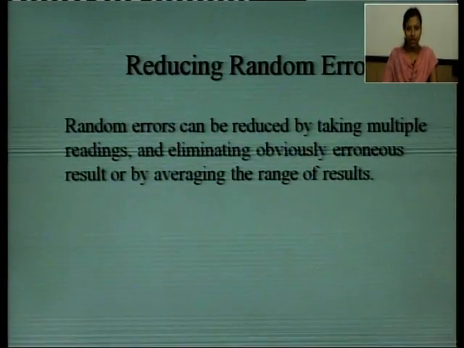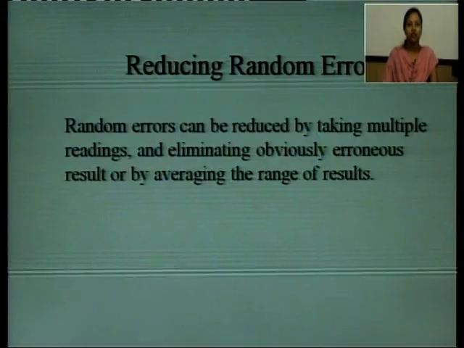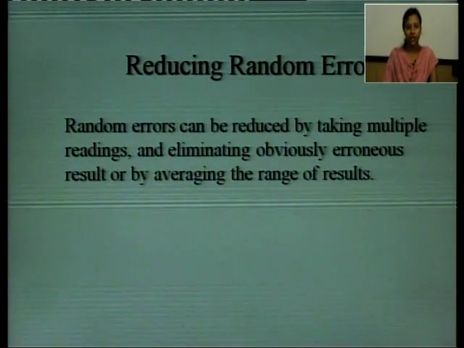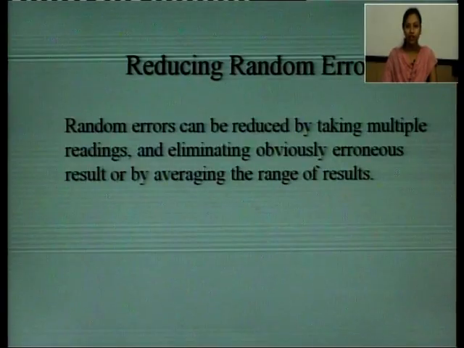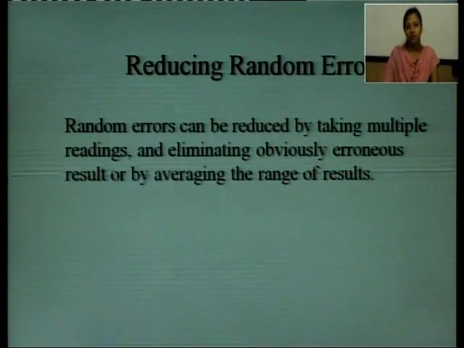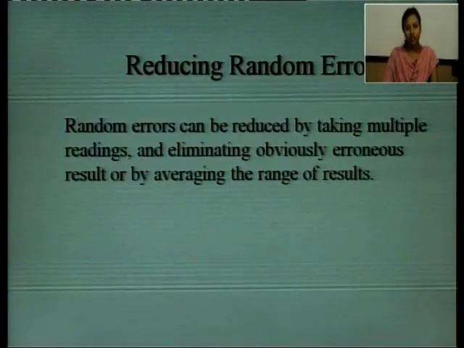How can we reduce random error? By taking the mean of all the measurements. So random error can be reduced by taking multiple readings first, and then elimination is done by taking the average or mean of all these values.